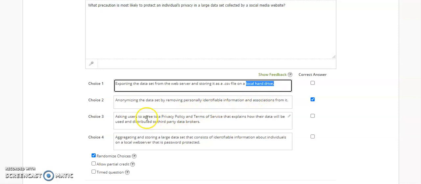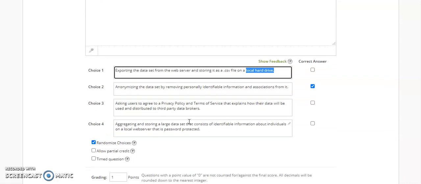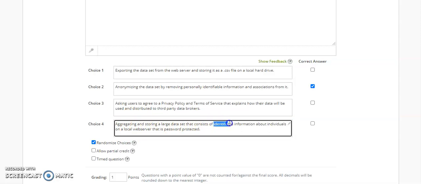What if I just give them a policy and terms of agreement and say that their data will be distributed to these other brokers? Everything about that sounds terrible, right? You don't want to trick somebody and just be like, hey, I'm taking your data, just sign your life away. Never a good idea. What about aggregating and storing the large data sets that consist of identifiable information?